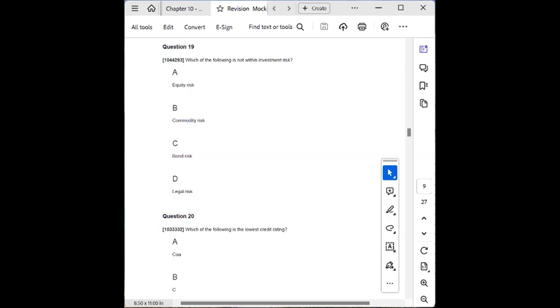Right. I've got 8 responses. Which of the following is not within investment risk? Equity risk, commodity risk, bond risk, legal risk. Investment risk. So that is legal risk. Legal risk is not part of investment risk. So the correct answer is D.